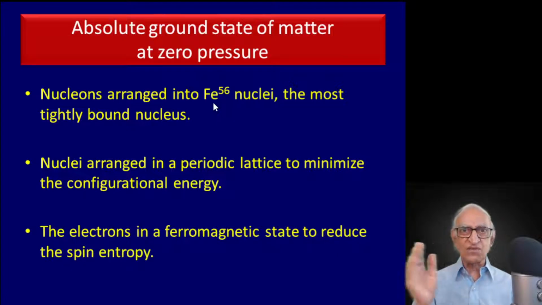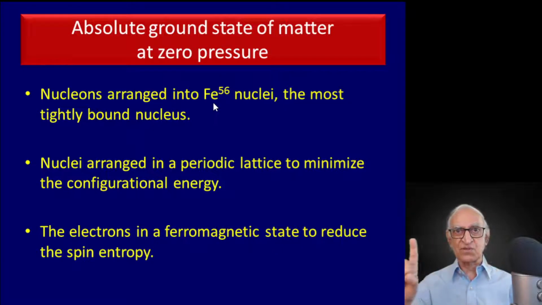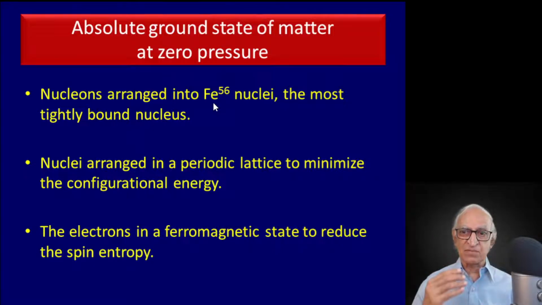Now the electrons have a lot of entropy. There are spins which are oriented in random directions. So it is a paramagnet. I can reduce that energy and entropy by aligning all the electronic spins so that the iron becomes a ferromagnet.